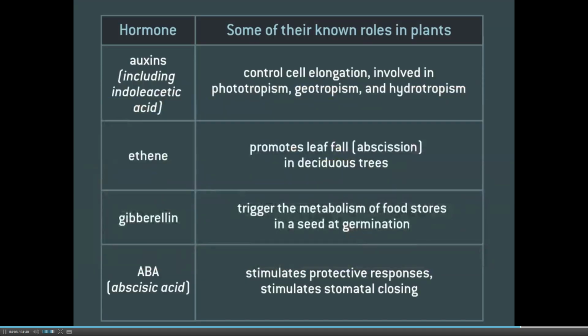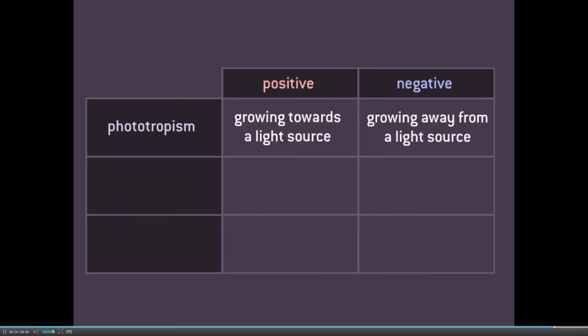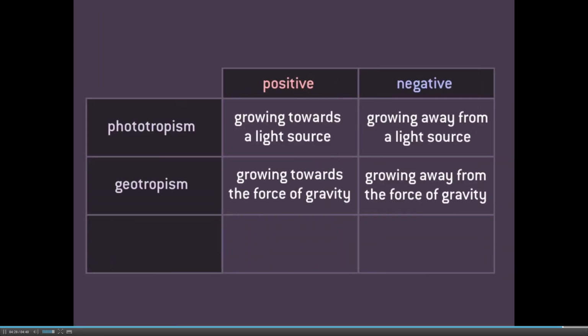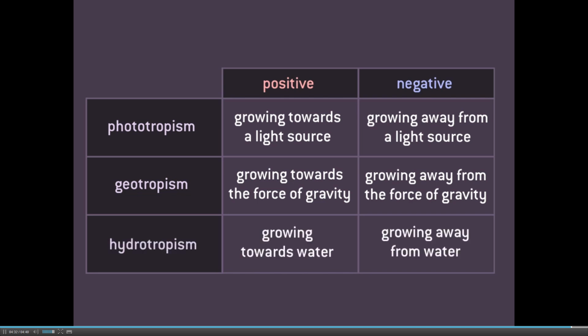Hormones have many different roles in the plant, including controlling growth, leaf loss, seed germination, and the closing of stomata. Indolacetic acid is a type of auxin involved in responses to external stimuli. Phototropism is a plant's response to light. Geotropism is the response of a plant to the Earth's gravitational field. Hydrotropism is a response to water.